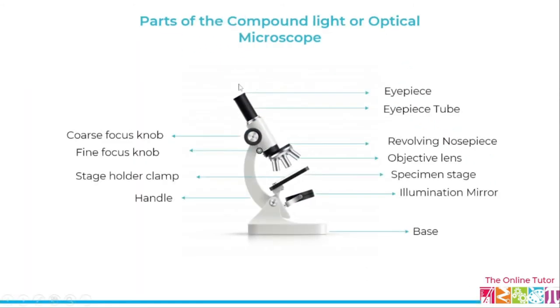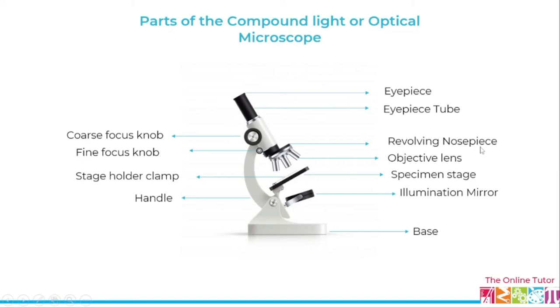So over here we can see at the top we have what we call the eyepiece, and then the tube we can see over here is what we call the eyepiece tube. We can see a nozzle over here that you can easily rotate to change the magnification power of the objective lenses over here. And so that part or that section is what you call the revolving nose piece or the rotating nose piece.